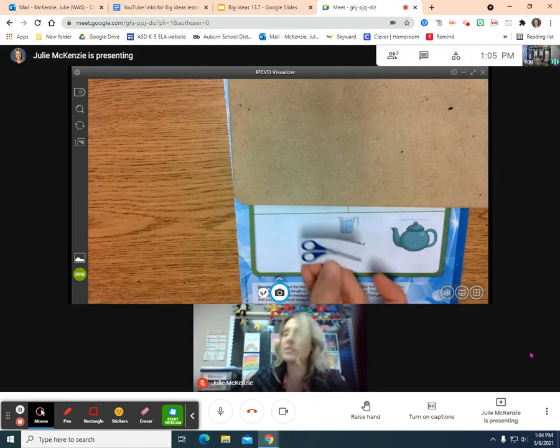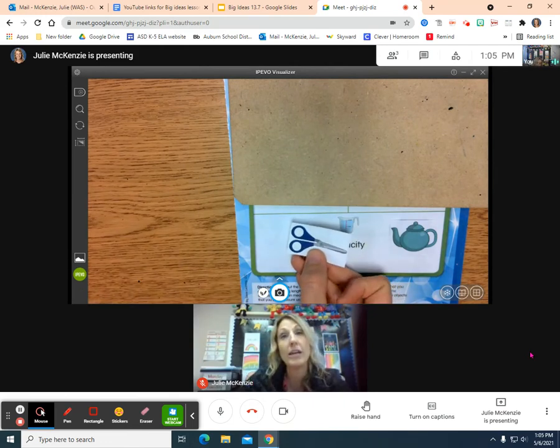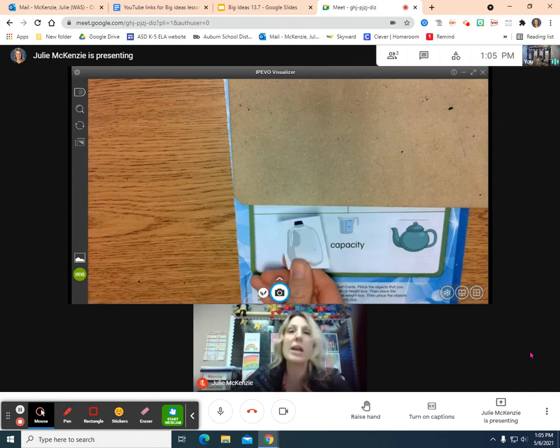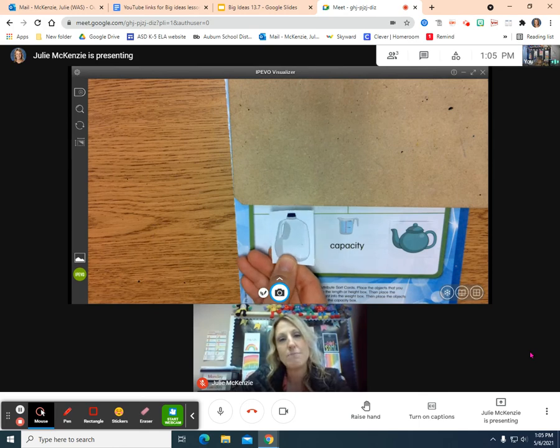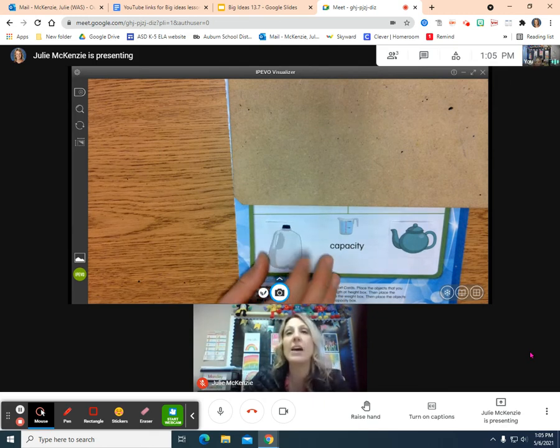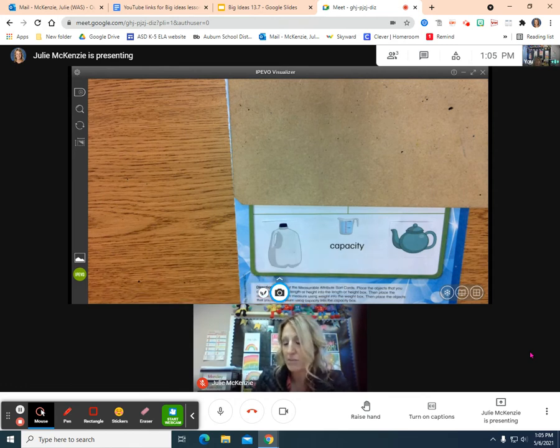What about scissors? Could we measure the capacity of scissors? Could we fill the scissors up with a bunch of water to see how much water the scissors hold? No, we could not. That doesn't even make sense, does it? That's a no. What about the milk jug? Does the milk jug have capacity? Can it be filled up with something? Yes, it can. We could find out what the capacity is of the milk jug.